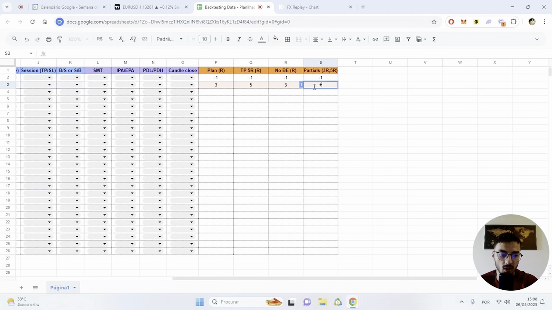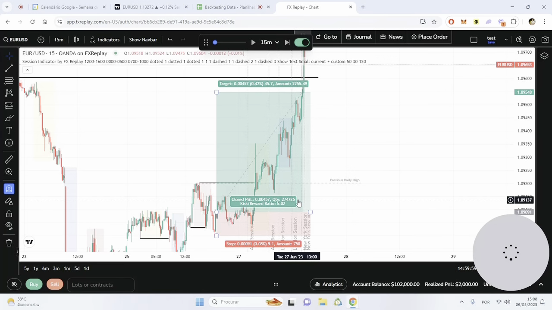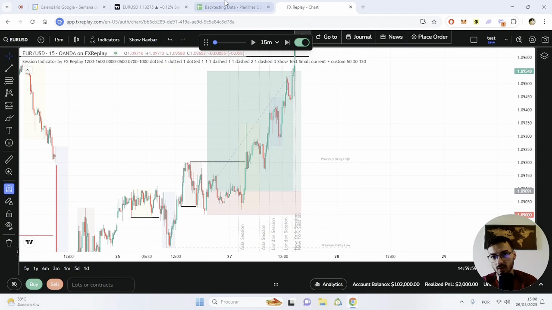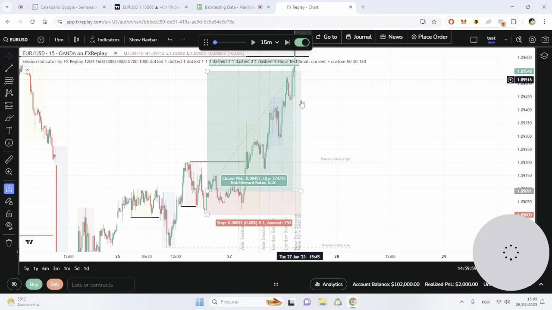And here we would have got 3 divided by 2. Okay, 50% of 3R plus 50% of 5R, which means 1.5 plus 2.5. So 4. Okay. So as you can see, so far the most performant has been the TP 5 management, but it's also because this stop loss, as you can see, was quite low. Okay, 9.1. I'm gonna just save it for later because if we have a stop loss that's 15 pips, then looking for 5R would mean a 75 pip target or something like that.